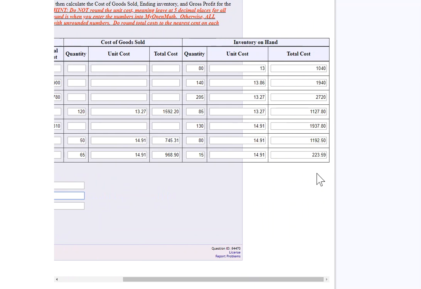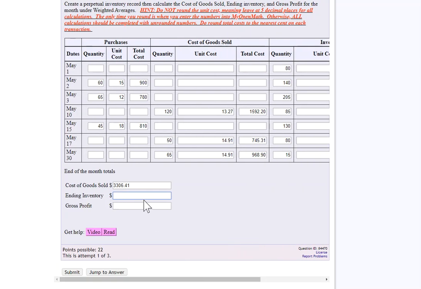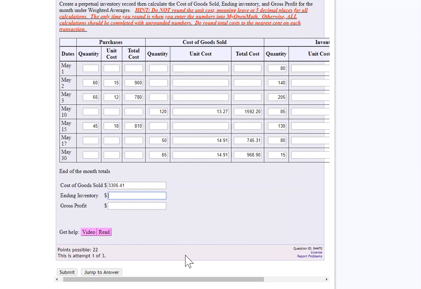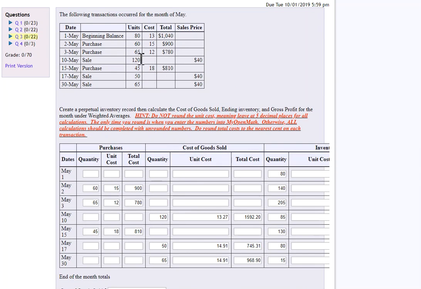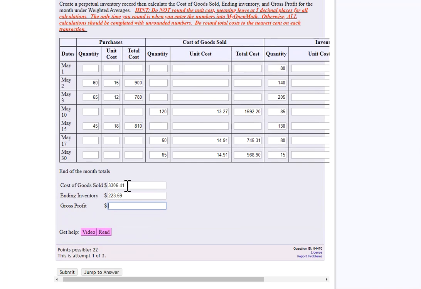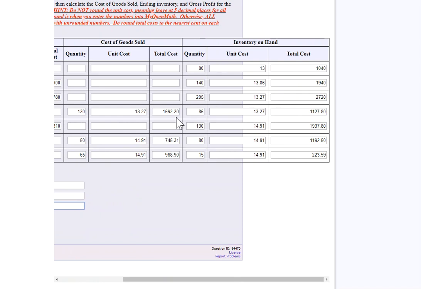Ending inventory, we already have that number. If I just scroll over, 223.59. And then gross profit, we take how many units did we sell? 120 plus 50, that's 170 plus 65, is 235 units that had a sales price of $40 each. So that's $9,400. Take that revenue of 9,400, subtract our cost of goods sold, $3,006.41. And what do we get? 6,093.59.